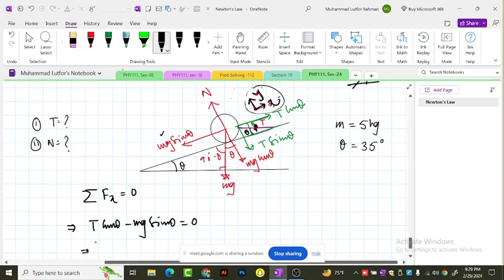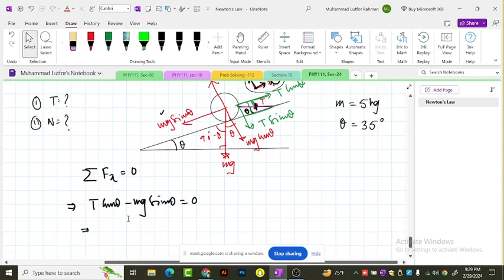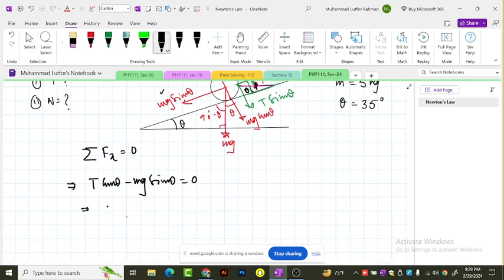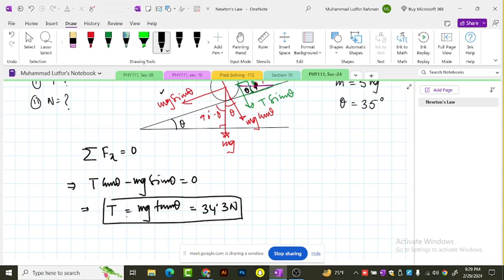Then I can find out this T from there. It's simply linear algebra. It should be mg tan theta, sin theta divided by cosine theta. Then if you plug in m is 5 kg, g is 9.8 and theta is 35, you will find out this tension would be 34.3 Newton. That should be the tension in the string. This is the answer of the first question.